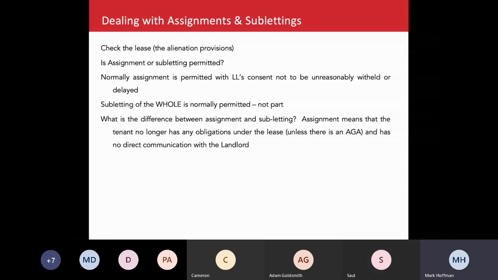Okay, so here's a question. Why would a tenant want to sublet rather than assign?